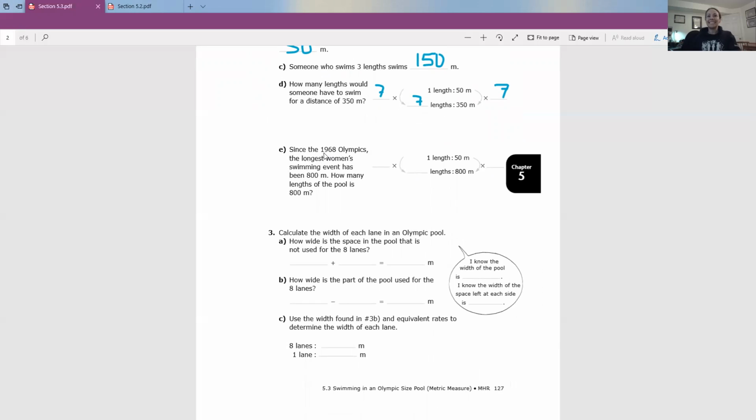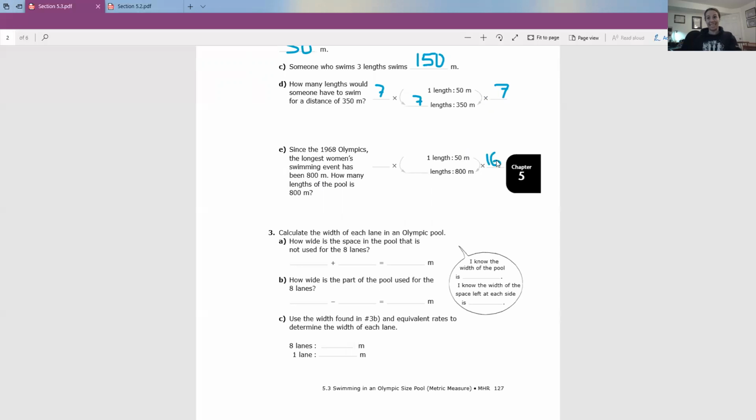In 1968, the longest women's swimming event was 800 meters. How many lengths of the pool is 800 meters? So take a look. They've already got the ratio set up. If one length is 50, how many lengths are 800? What do we do to 50 to get it to equal 800? Play around with your calculator.